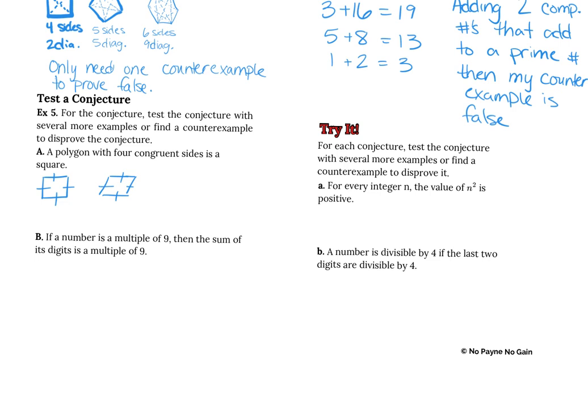Okay, so if I had a rhombus, it has 4 congruent sides, but does not form a square. Okay, so this conjecture is false.